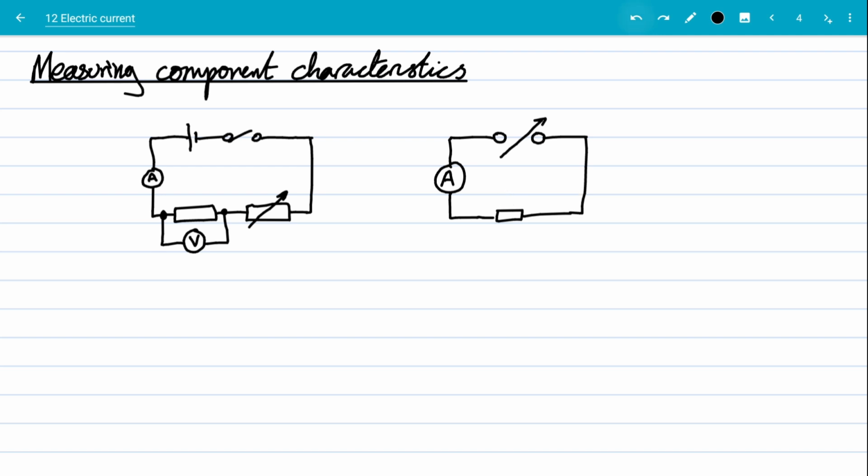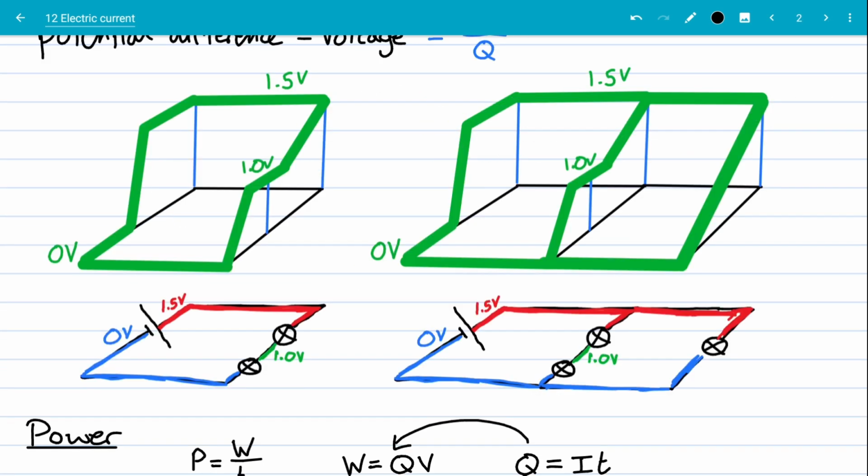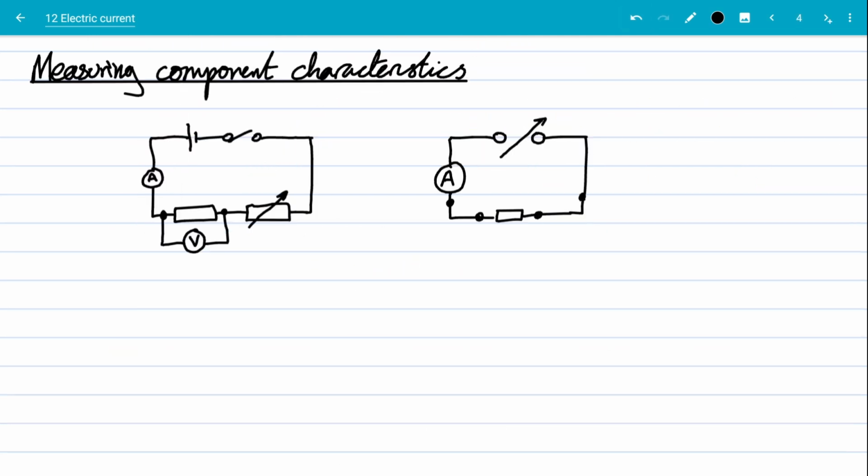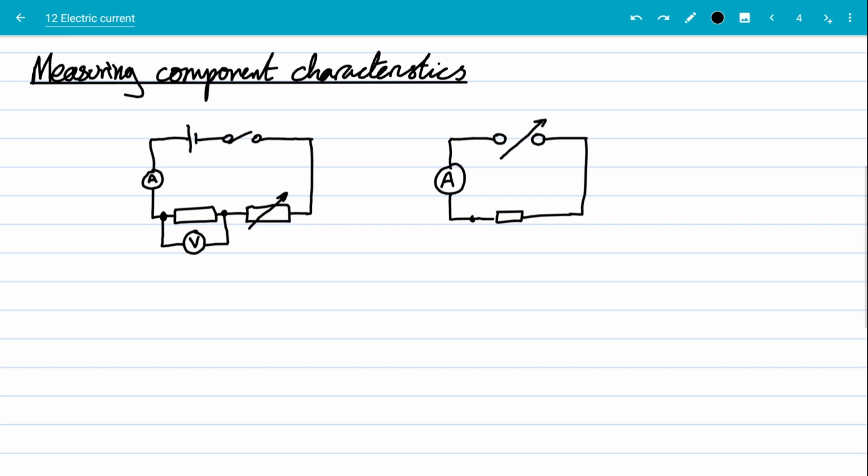Students often get spooked by the fact that I'm connecting it here and here instead of here and here. But if you understand what's going on with potentials, you'll see whether I connect it here or here, those two are at the same potential. So it doesn't actually matter. Once you get your head around what potentials are doing in a circuit, all of this makes a lot more sense. At least I think it does. So, right, let's appease you and let's do the voltmeter connected like this.